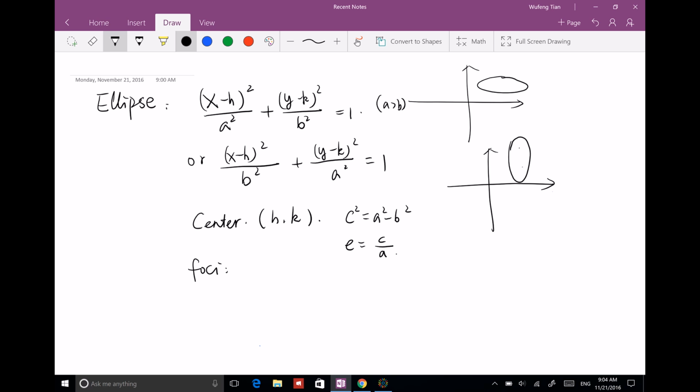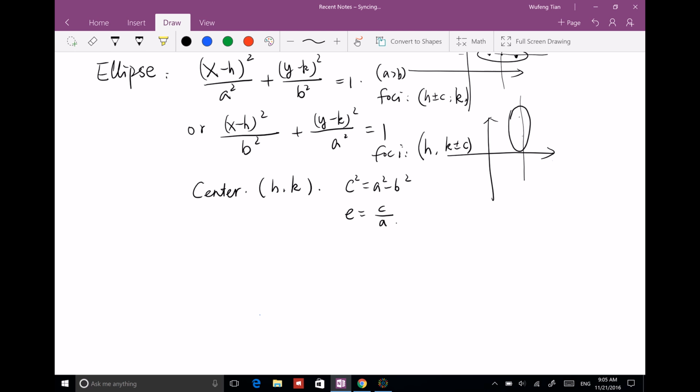For the foci, they are different for the two forms. For the first one, the foci y value doesn't change, so it's just k, and the x value starts from the center, h plus or minus c. For the other one, the x value won't change, so x is h, but the y value is k plus or minus c. Okay, so that's for the ellipse.